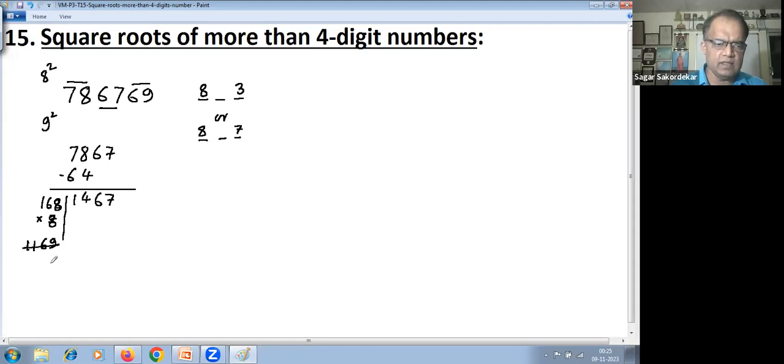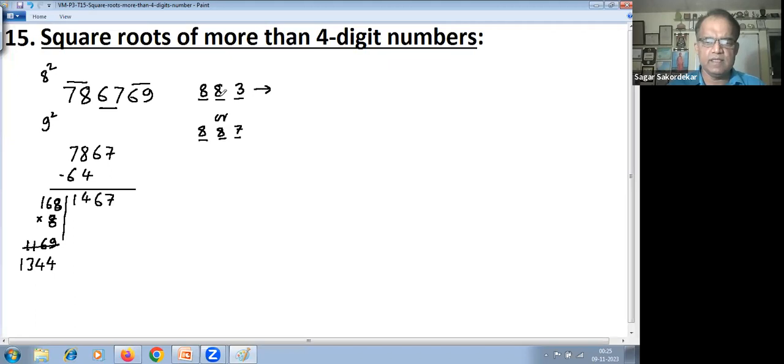8 into 8 is 64. 4 carry 6. 8 sixes are 48 plus 6 is 54. So 4 carry 5. 8 ones are 8 plus 5 is 13. And now it's very clear that this is the nearest less than this. Next, 9 will cross this if you just see the figures here. So the correct digit in the middle is 8. Now to find which is correct, you have to make use of digit sum.